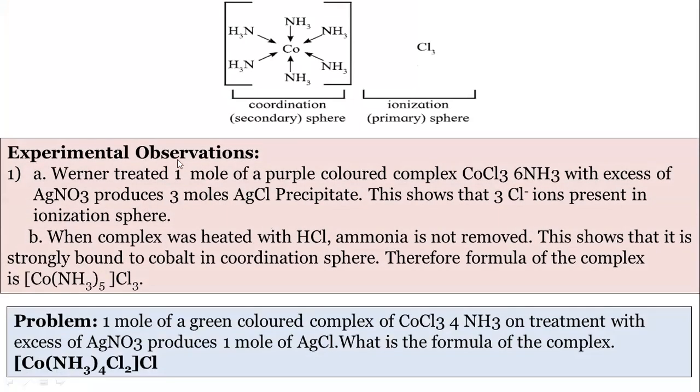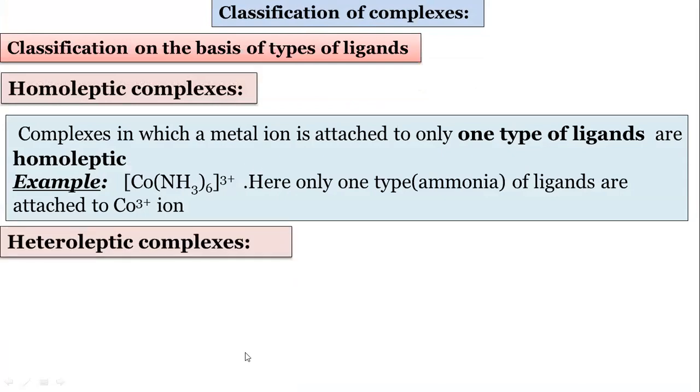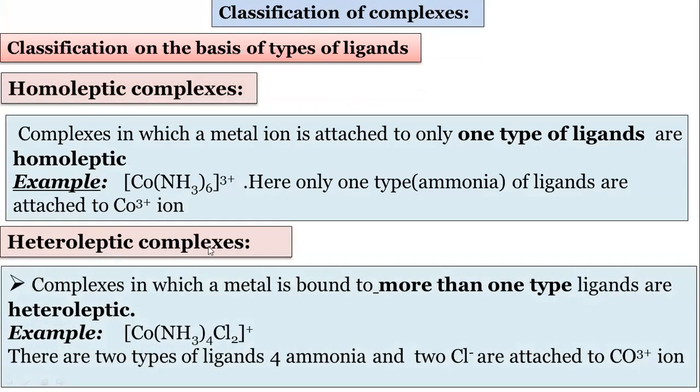These experimental observations and this problem I also discussed at the time of the lecture. And this is the classification of complexes. Within 1 minute I will explain because this is very simple. Homoleptic and heteroleptic complexes: homoleptic complexes are those in which only one type of ligand is involved, and in heteroleptic complexes more than one type of ligand is involved. It may be 2 types, 3 types, or 4 types of ligands.